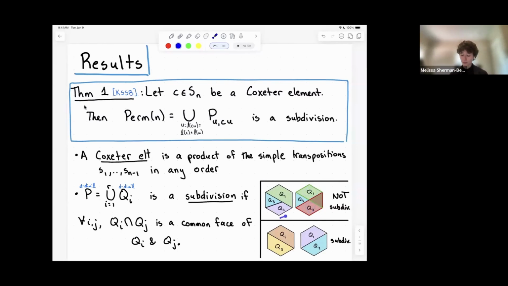Okay, and then you can have more subtle bad behavior, right? Where in this one, I take this piece, this quadrilateral Q1, and intersect it with this piece, the triangle Q3, I get just this line segment. This line segment is a face of Q3, right? It is an edge of Q3, but it is not an edge of Q1. It's just a part of an edge. So that is also bad, not a subdivision.